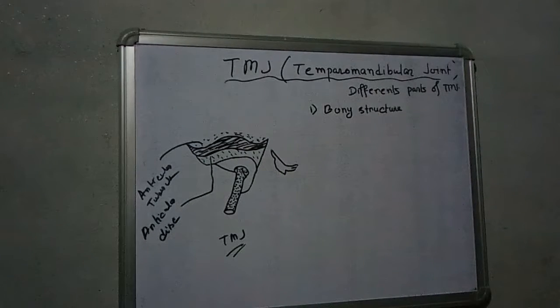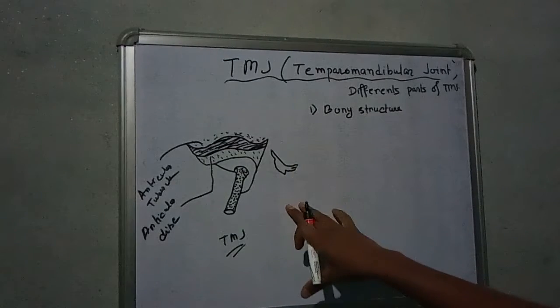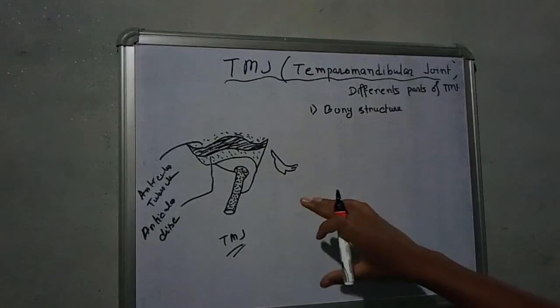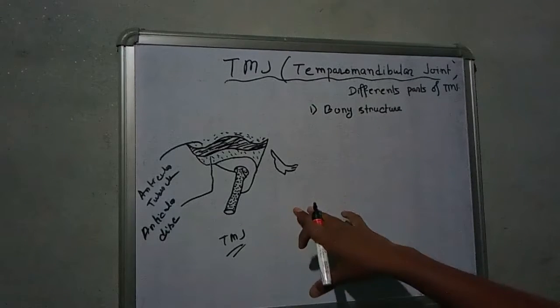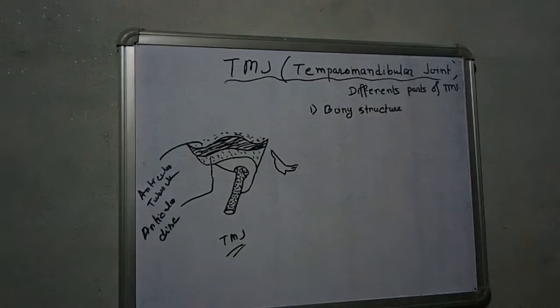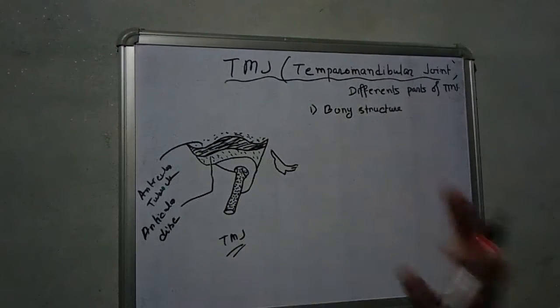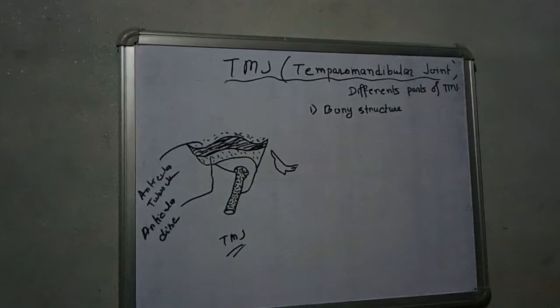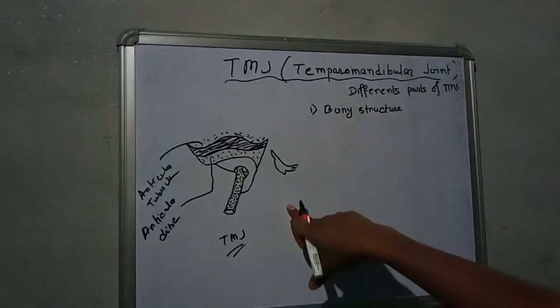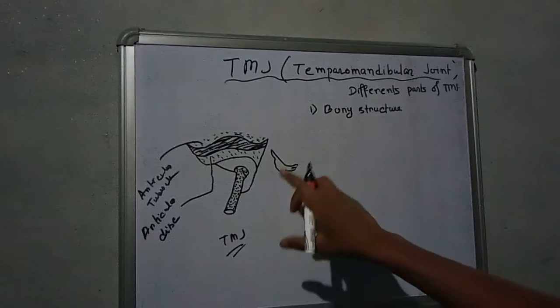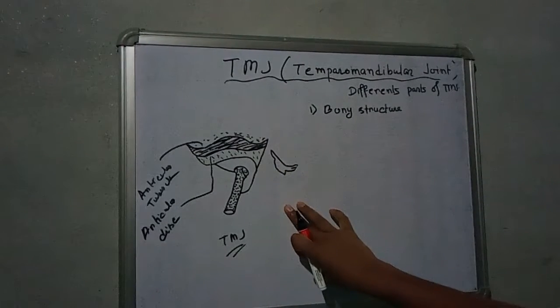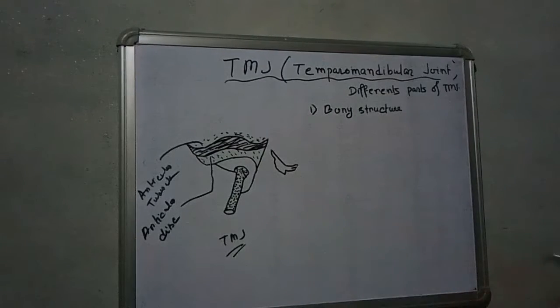And the roof of the glenoid fossa consists of a thin compact layer of bone, and the articular eminence consists of spongy bone covered by a thin layer of compact bone. So this is the bony structure of the TMJ. At first, the condyle of the mandible is composed of cancellous bone covered by a thin layer of compact bone.